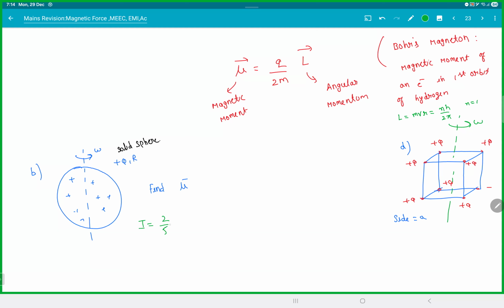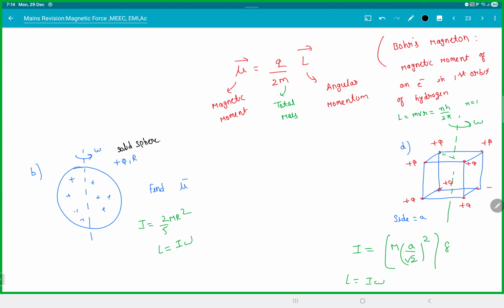What is the moment of inertia of a solid sphere? 2 by 5 mr square. So L is equal to I omega. What is the moment of inertia of this system? These particles are at a distance of a by root 2. So the moment of inertia will be m into (a by root 2) whole square, 8 times. The angular momentum will be I omega. Got this? Substitute there, finish it off. And be careful, this m is the total mass. Don't take it for one particle. So in the second case, that would be 8m.